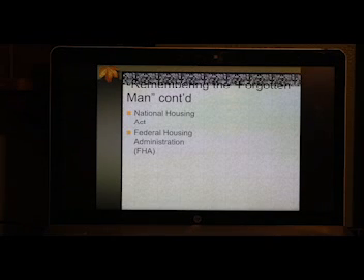You also have the National Housing Act that created the Federal Housing Administration, or the FHA, that provided federally backed loans for mortgages and repairs.